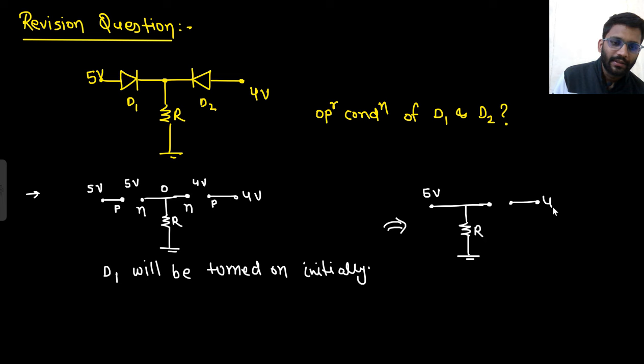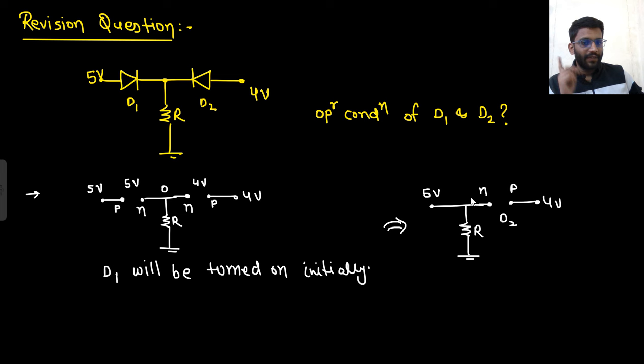And this is having 4 volt. Again, we are applying short circuit test here. Right? Oh sorry, open circuit test. Very sorry, open circuit test. So this is N side and this is P side. At P side, this diode D2 is having 4 volt now. And at N side, diode D2 is having 5 volt. So what D1 will say? D1 will say D2 is not on.